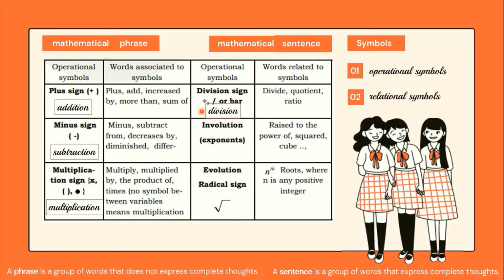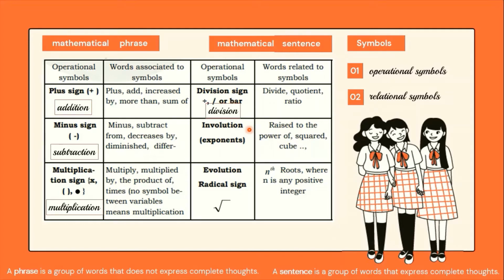For division, we have either the division sign, ito yung para siyang minus sign, pero sa taas at baba nito ay merong tuldok. Pwede rin naman yung parang guhit sa fraction, para siyang fraction bar, tinatawag siya na bar. And these are some of the words associated to division: divide, quotient, and ratio.